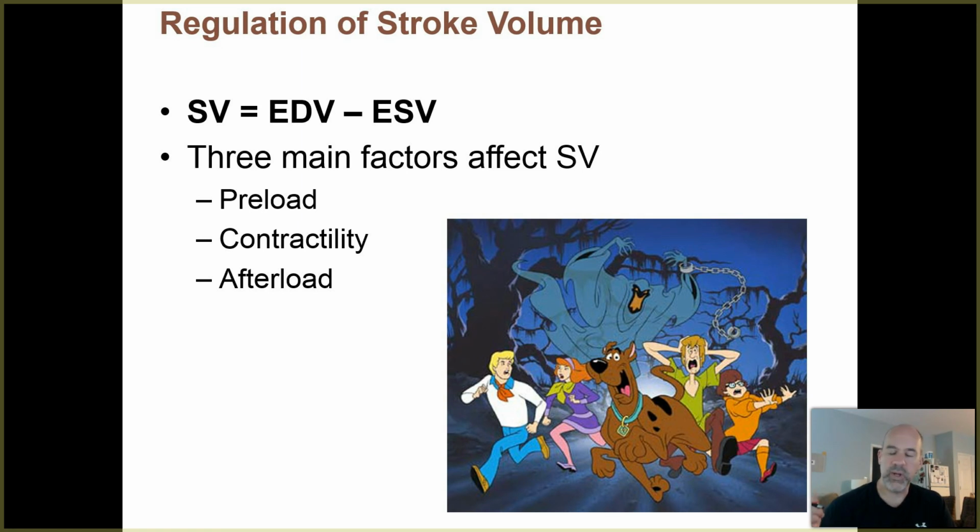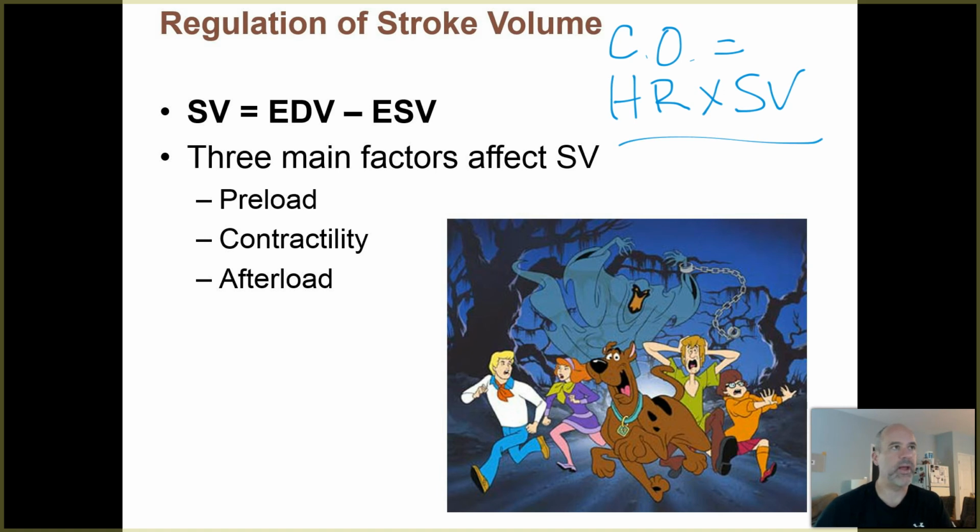And how do we change your cardiac output? All right, so cardiac output is heart rate times stroke volume. You multiply those two together, and that gives you this value: the volume of blood that you pump out of your left ventricle each minute.